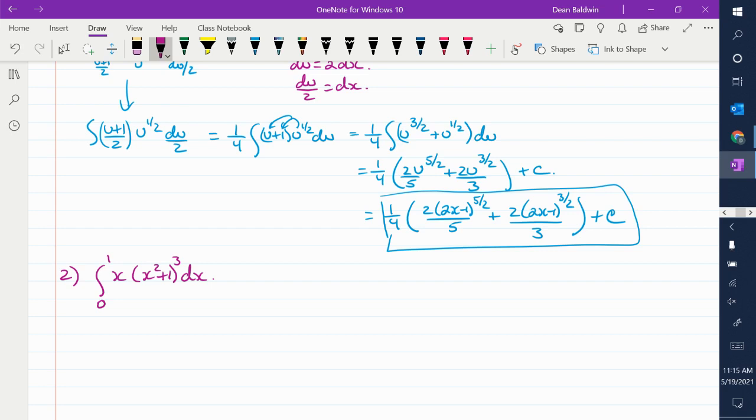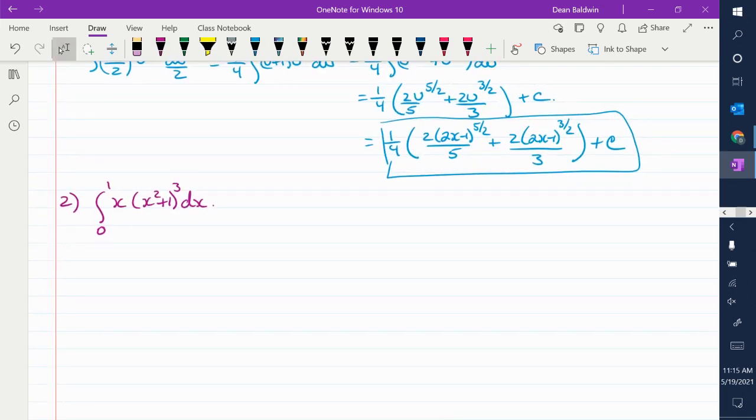So this is a definite integral. So we're going to go, okay, u is equal to what? X squared plus 1. du is equal to 2x dx. So I get that, which then we sub into the integral, and I get u cubed du over 2. Okay, now this is where you have a choice.